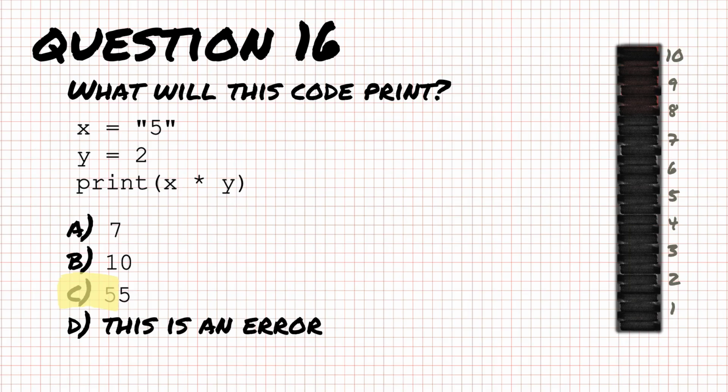That code will print 55. In Python, multiplying a string by an integer will repeat or append the string together, integer number of times.